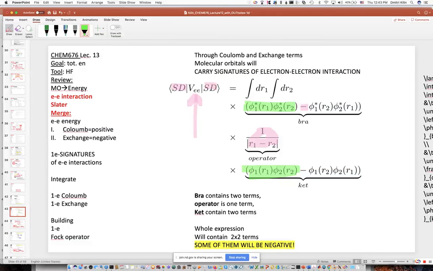Now I'm going to take a term that will include first here and last there. So this term will include a minus sign, but it will still be a contribution to the Coulomb interaction energy.